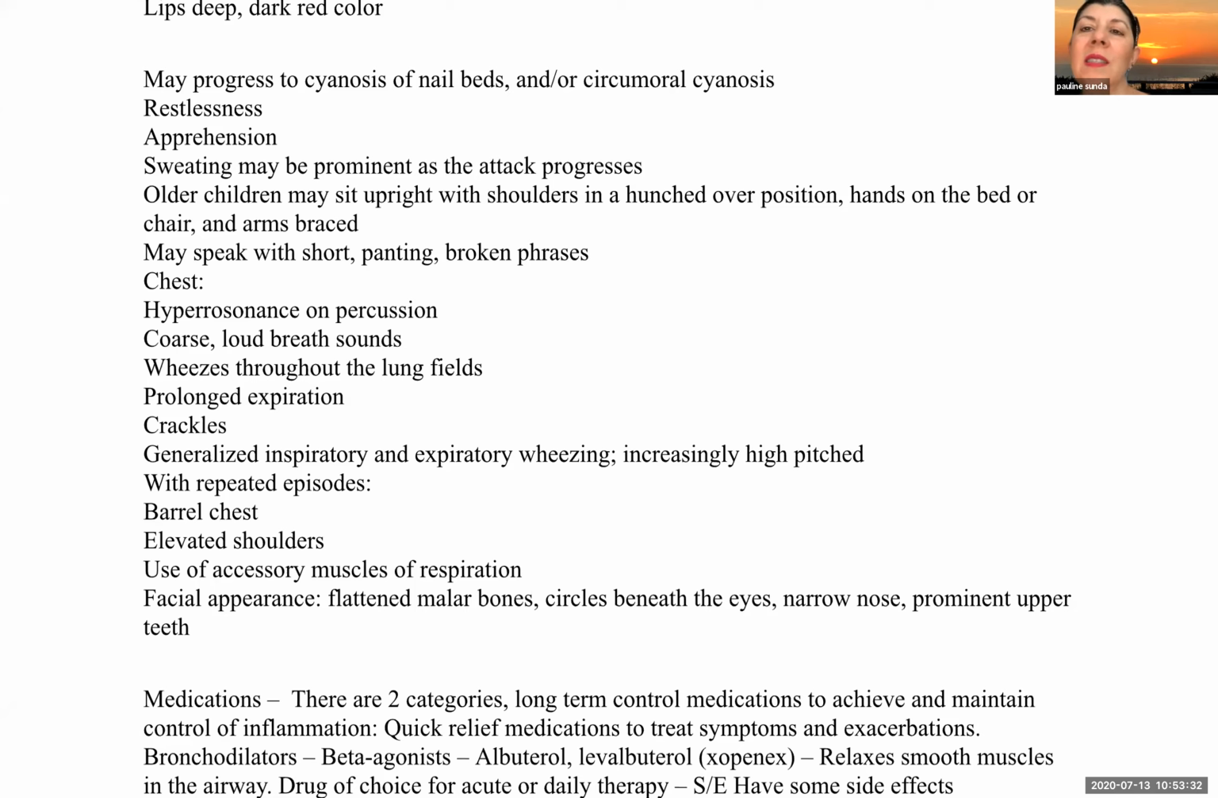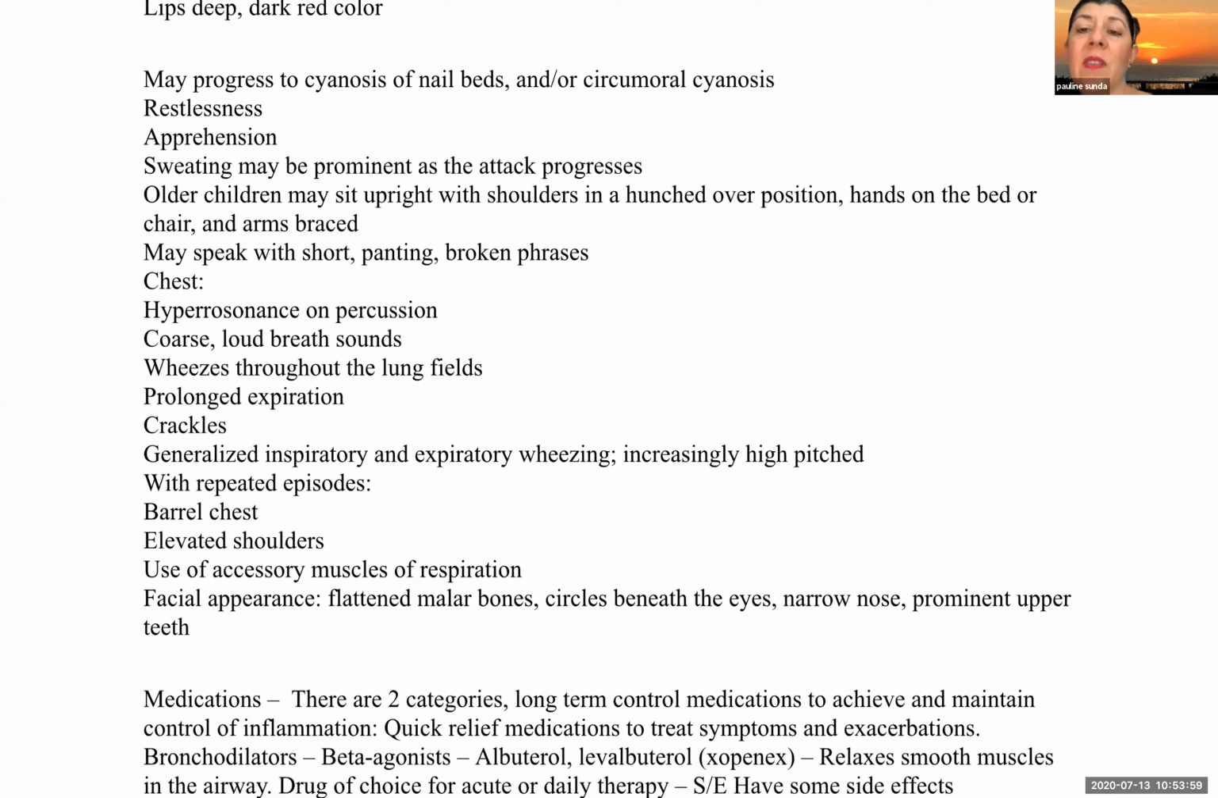The chest, what does it look like? They may have hyperresonance on percussion. They may have coarse, loud breath sounds. They may have wheezing throughout the lung fields. Please note whether it's inspiratory wheezing, expiratory wheezing, or both. They can have prolonged expiration. They can have crackles. Remember, wheezing is that high-pitched tone.